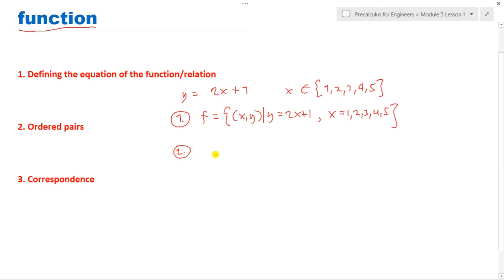About the second one, ordered pairs. Here, what will you do, class? You are only given a domain x, or the values of x. What will you do in order to get our value of y, so that we can represent an ordered pair in terms of x and y? How are you going to do that, class? Any idea? We are already given the value of x.